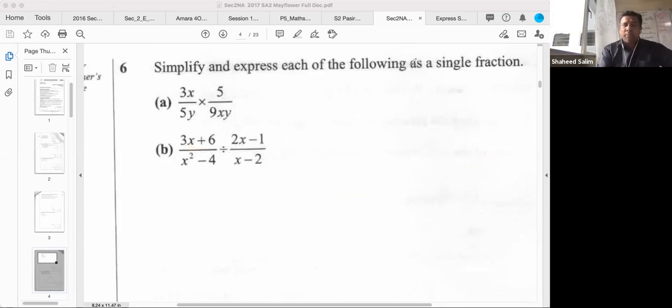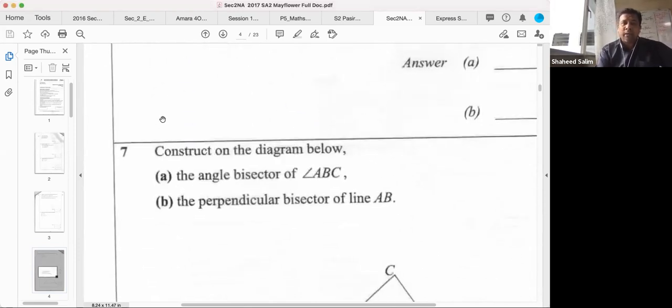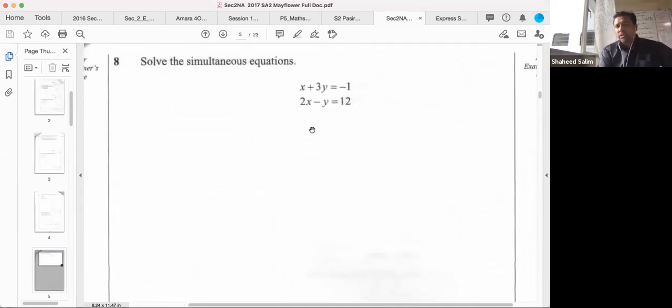Okay, you still got time. Your exam is on Friday, right? You can try to practice these sums again. All these types of papers, try again. Angle bisector, we cannot do it here. Simultaneous equation, please try.